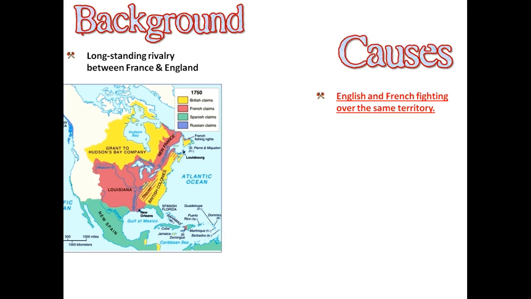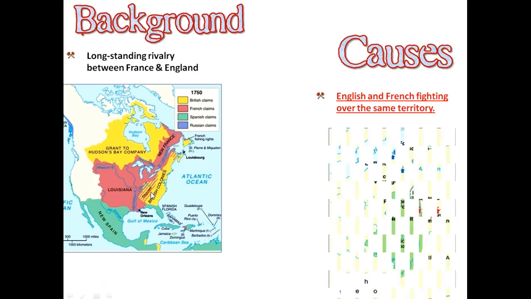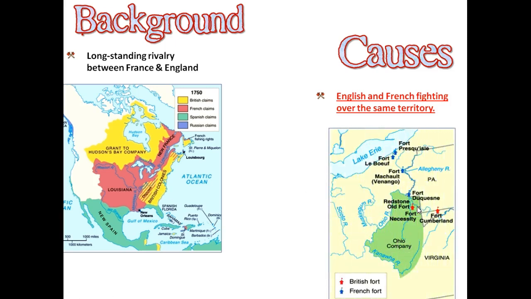Some of the causes of the French and Indian War were, again, the English and French fighting over the same exact territory as we see right here on this map. And this is a better shot of it. It's a little bit more of a close-up of that territory. And as you can see, there's some British forts that are pretty close to some French forts. Those aren't very far away from one another, and it caused a lot of tension.